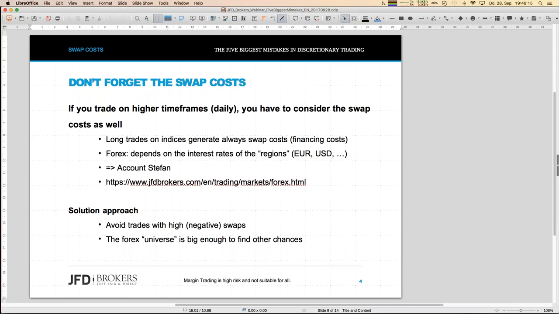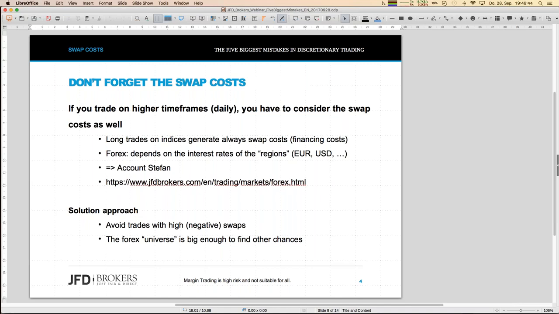Next thing I want to mention here is never to forget the costs. Especially if you trade on higher time frames, like daily time frames, then we have to consider the swap costs. We talked at the beginning of this webinar already about costs, but now we look at the swap costs, the financing costs you have within your trading activities.